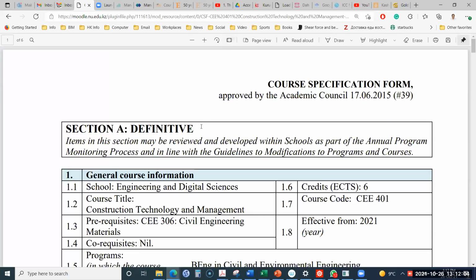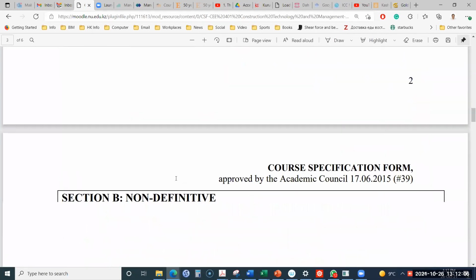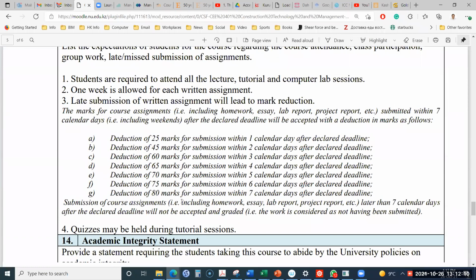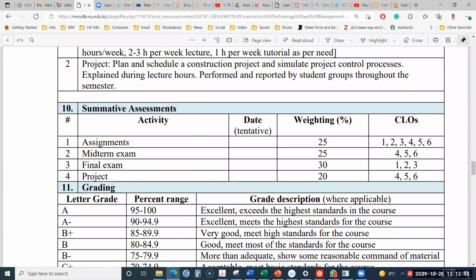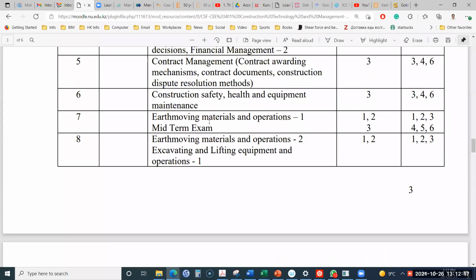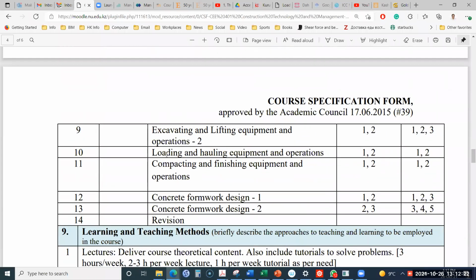Yeah. So later on, I will also give some assignments and practice questions as well. Earth moving materials and operations has been completed, and today we completed the loading and hauling equipment operations. Now we are left with 2 topics: compacting and finishing equipment or operations, and the concrete formwork. In the remaining time, we will complete these 2 topics.